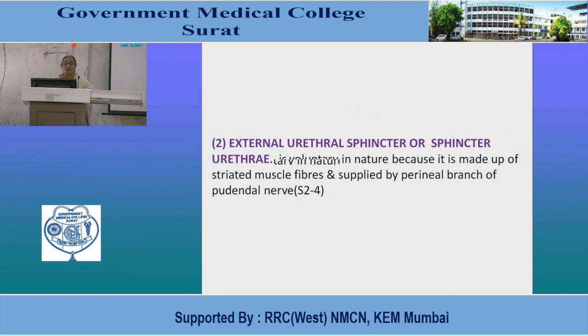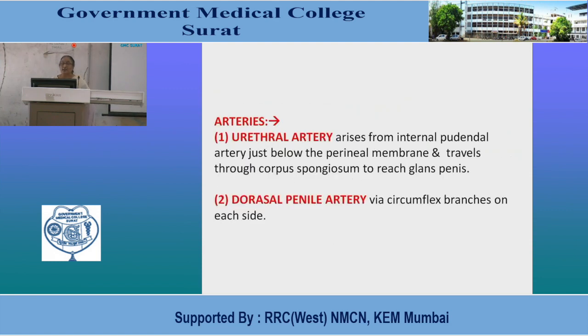Now another sphincter is called the external urethral sphincter or the sphincter urethrae, which is voluntary, so obviously it is made up of striated muscle fibers and supplied by the perineal branch of the pudendal nerve, that is from the second sacral to the fourth sacral. Now arteries: the urethral arteries from the internal pudendal arteries, the main artery just below the perineal membrane, travels through the corpus spongiosum to reach the glans penis. The dorsal penile artery gives circumflex branches on each side. So both of these two arteries supply the male urethra.